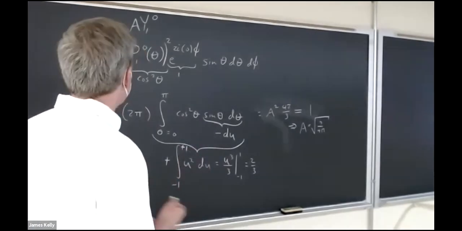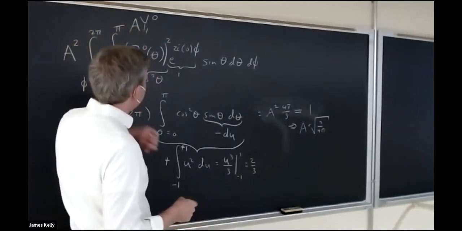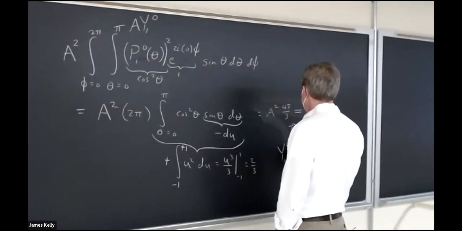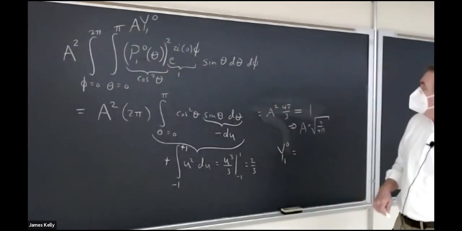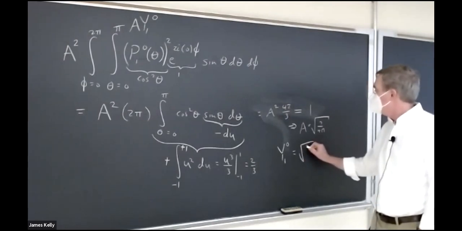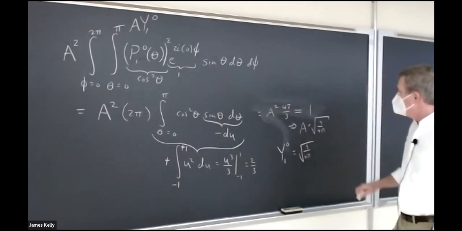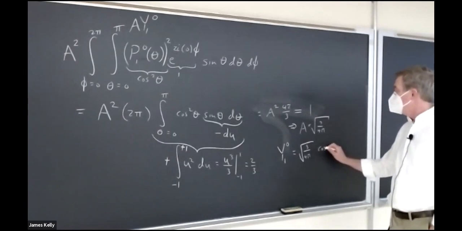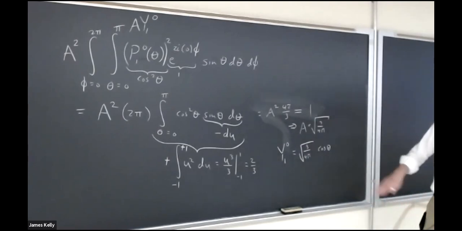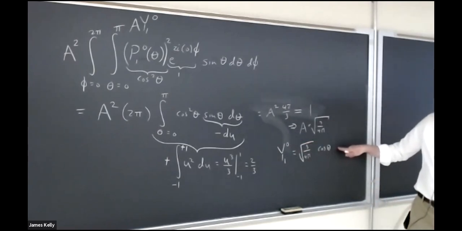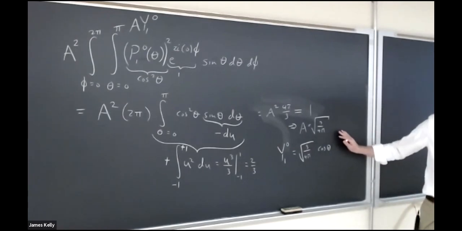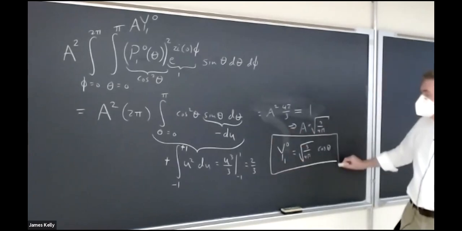And therefore, to finish up the problem, we're supposed to write down the normalized version of y10. So the normalized version of y10 should be the normalization constant, root 3 over 4 pi, times P10 as a function of theta, which we were told is cosine of theta, times, well, m equals 0 and e to the i m phi is e to the 0, which is 1. So I don't need the exponential part on there. It just simplifies to 1. So there's our normalized version of y10.